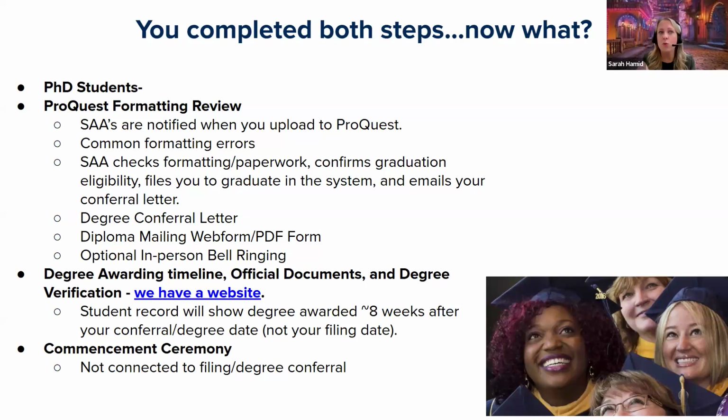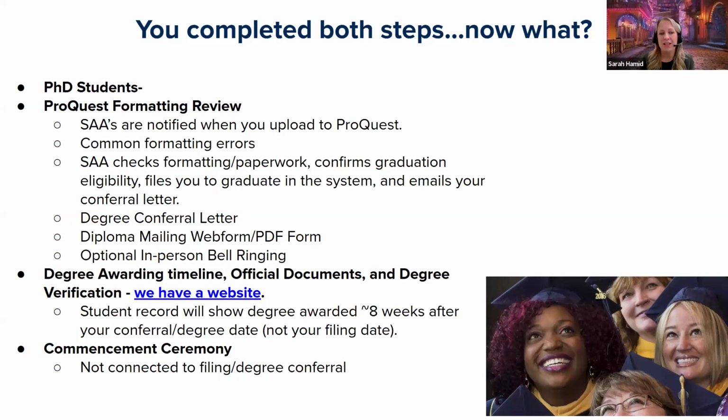Let's say 2 months later, you want that official transcript that says degree awarded. It does take 8 weeks for it to flip over to degree awarded. You can request that at least 2 months after you graduate. So December 13th, that would be mid to late February, you could request from the registrar's office a degree awarded transcript if you wanted that. It's not required, but sometimes students want that.